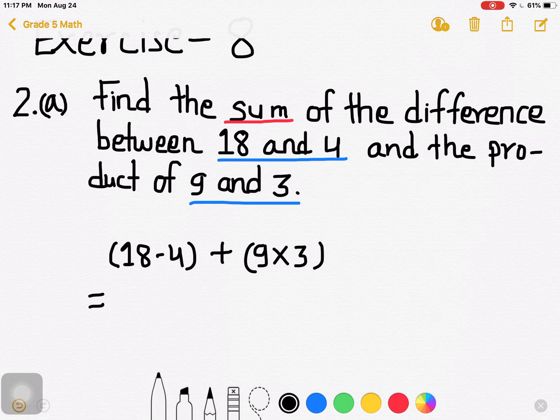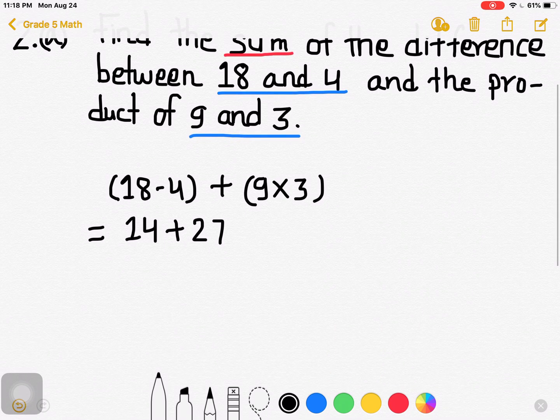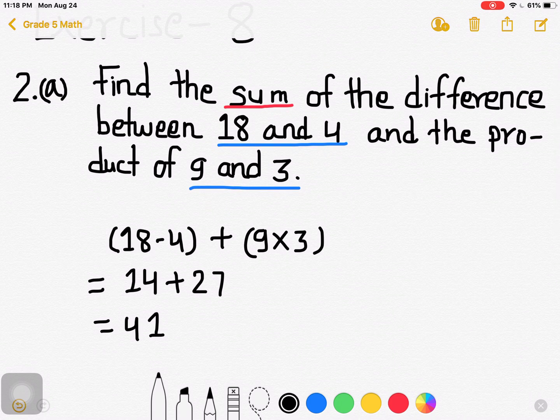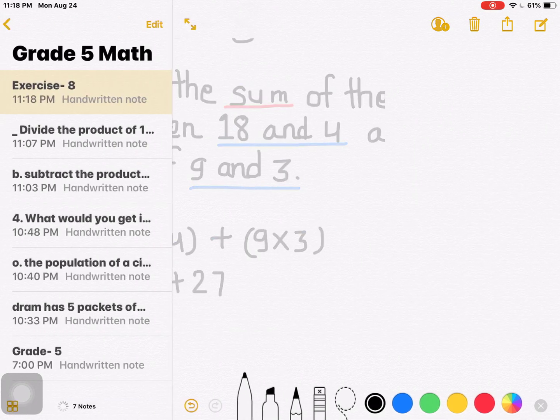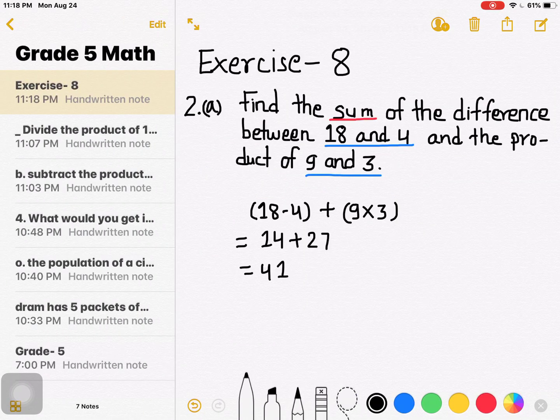Equal to 18 minus 4, that is 14, plus 9 3s are 27. Now let's add 14 and 27. What will be the sum then? 4 plus 7 is 11, 1 carry over 1, that is 41. This is our answer. Understood? This is how we make the problem and solve the problem from the given sentence, isn't it? So let us go to another question, question number B.